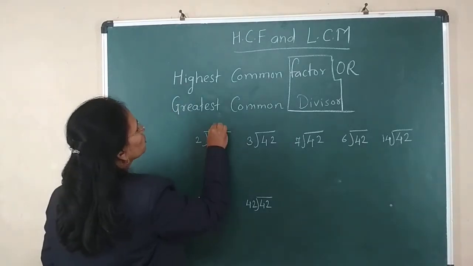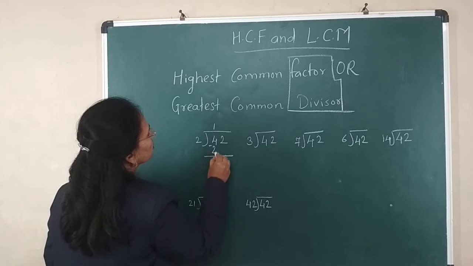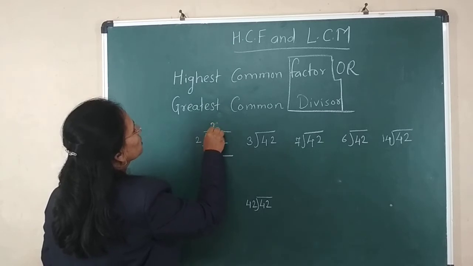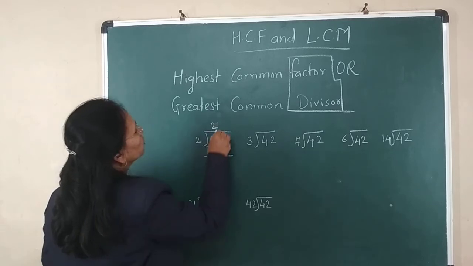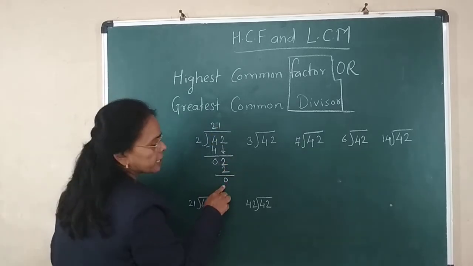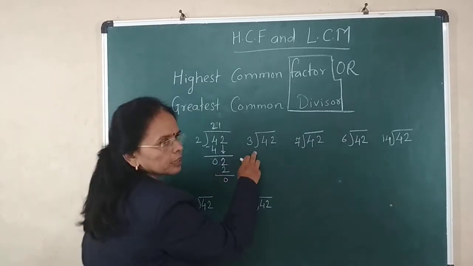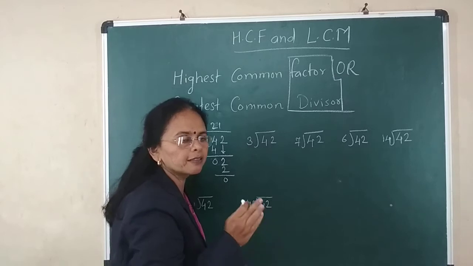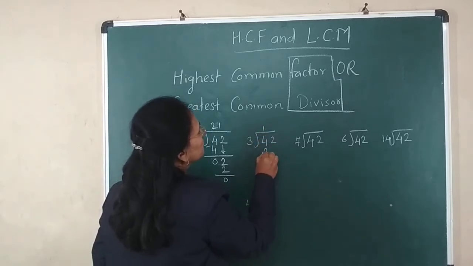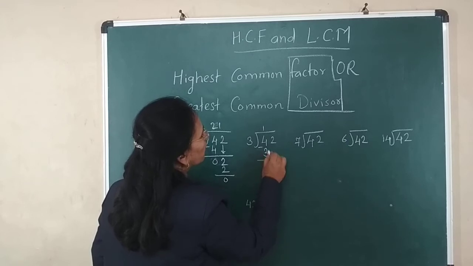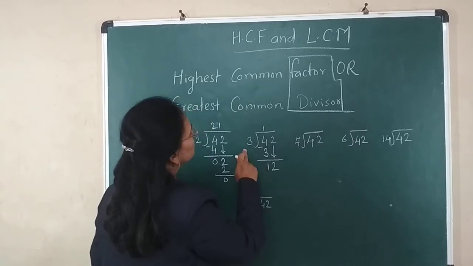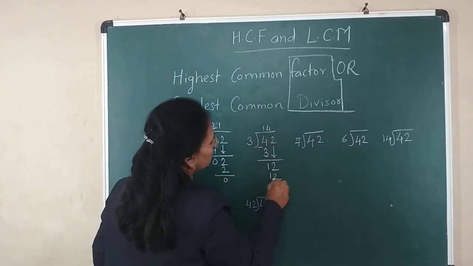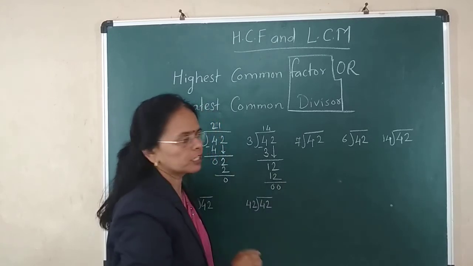So 2 ones are 2. It remains, 2 twos are 4, 0. This way I'll take here 2 ones are 2. Now the remainder becomes 0 here. Now we'll see this 42 divided by 3. Okay, 3 ones are 3. 4 minus 3 is equal to 1. I'll take this 2 here. Now the number becomes 12. 3 fours are 12 and the remainder is 0 here.